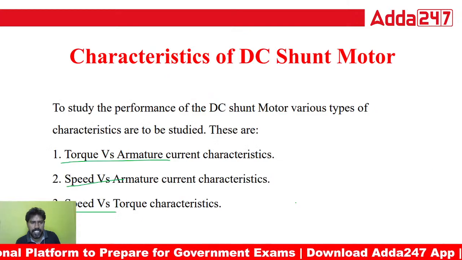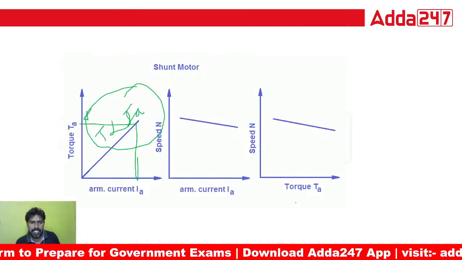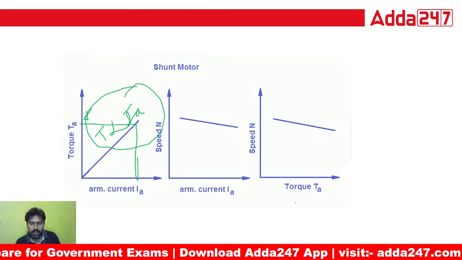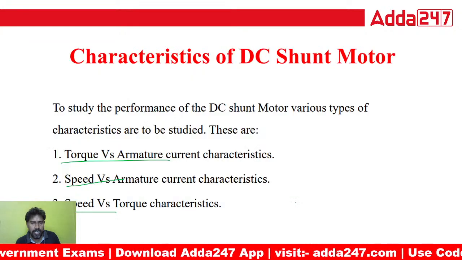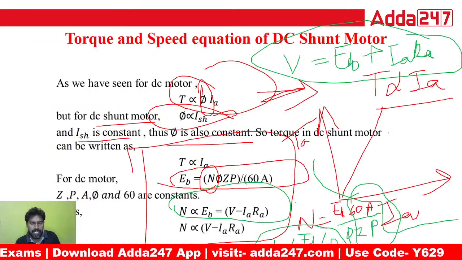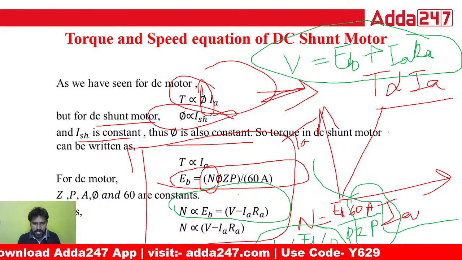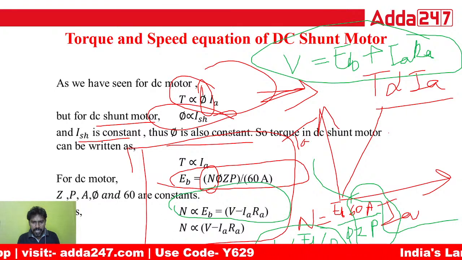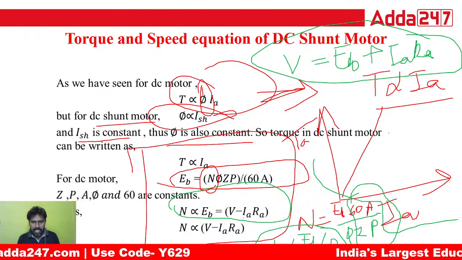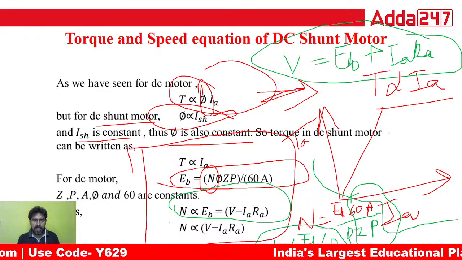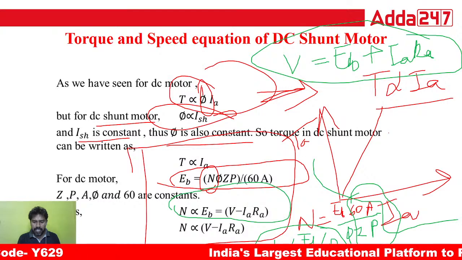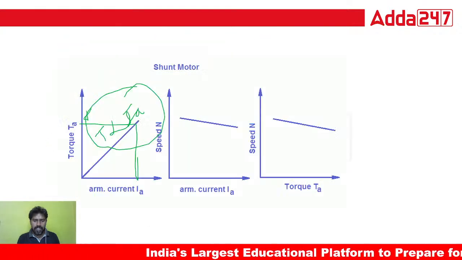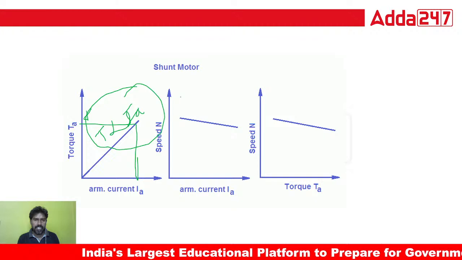So when current increases, speed will decrease. From this you can see here: this is the speed, and this is the current. When current increases, the speed will decrease. That way we can draw the characteristics here.